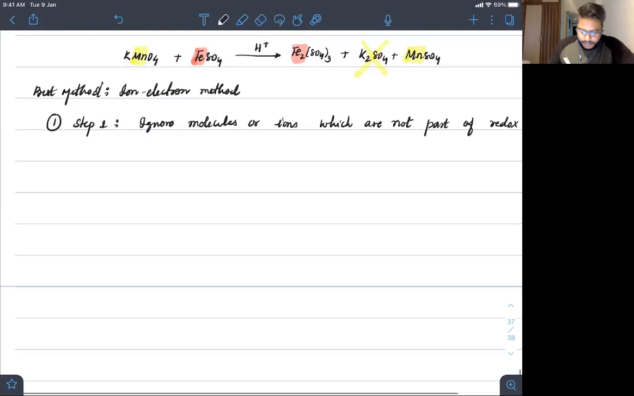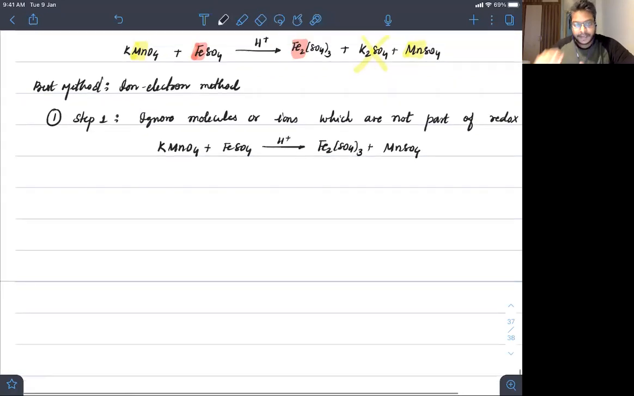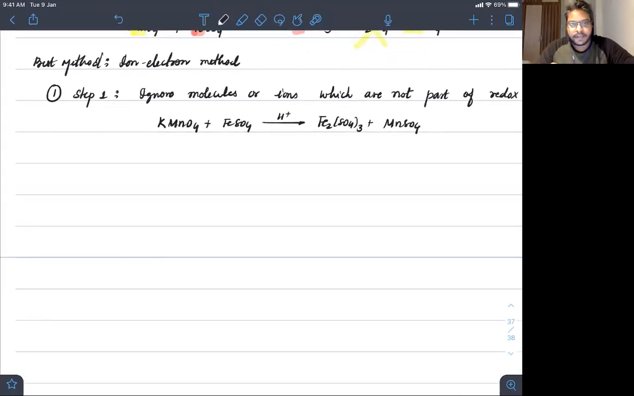Okay. Now, if I write the reaction, it will be KMnO4 plus FeSO4 in H+, giving Fe2(SO4)3 plus MnSO4. This is what we have. Now the second step is to write everything in ions first and ignore the ions which are not part of redox.